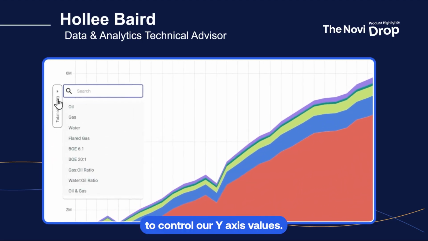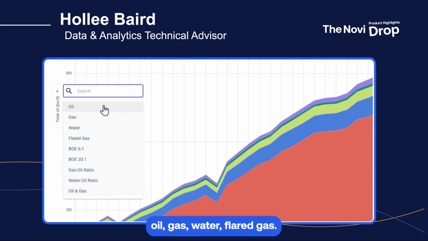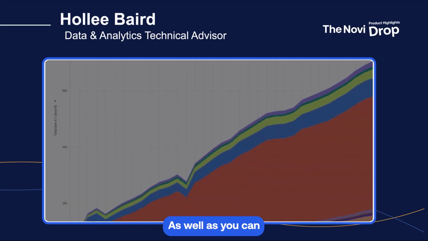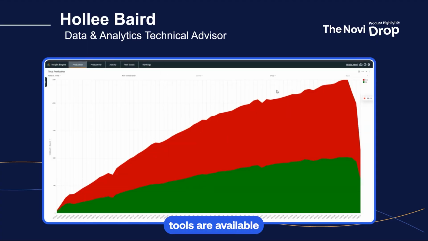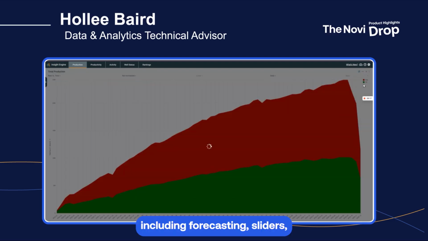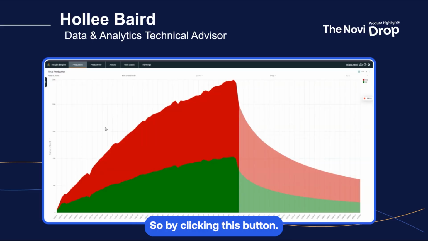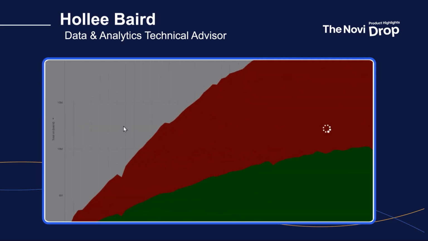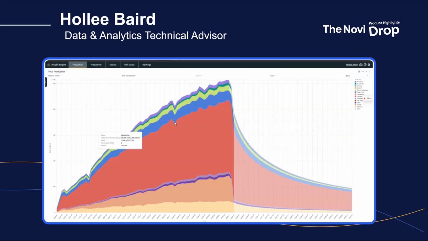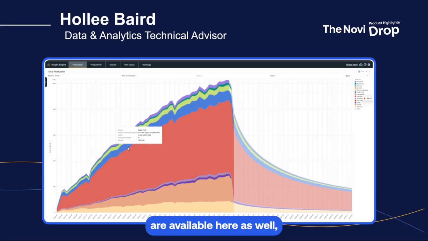We're able to control our y-axis values, just like in the chart above: oil, gas, water, flared gas, as well as you can turn on your ratios. All the same chart tools are available here as well, including forecasting, sliders, full screen mode, chart settings, and CSV download.